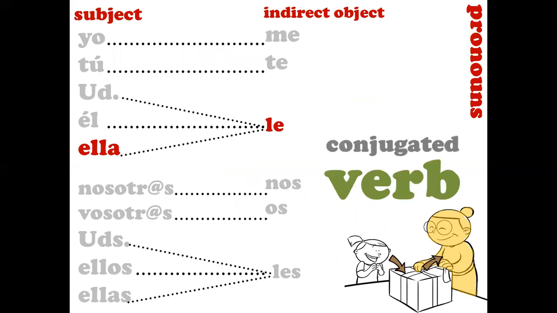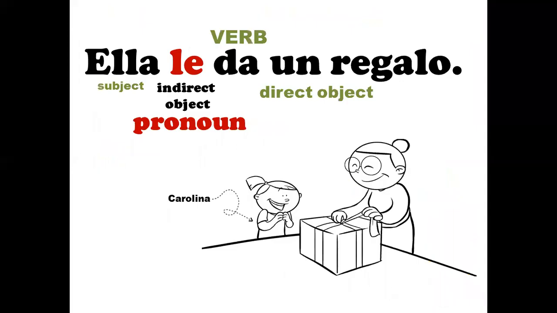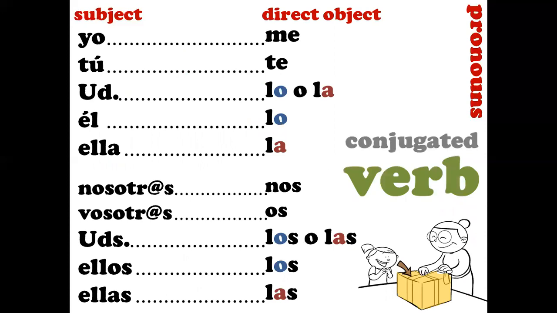The ella form, the equivalent of the subject pronoun ella, would be le. We'll go over these one by one in a second, but that would end up in the same place as the direct object pronoun. So ella le da un regalo. In this case, saying she gave a gift to her. Le da un regalo.